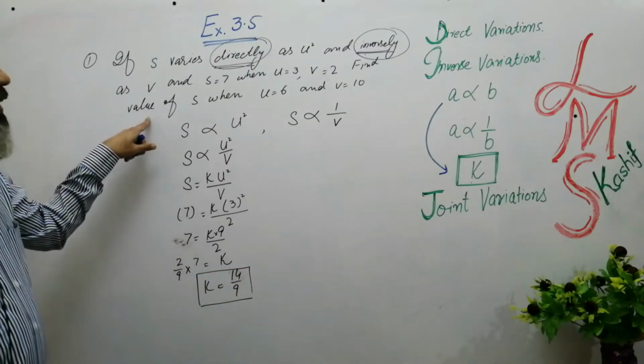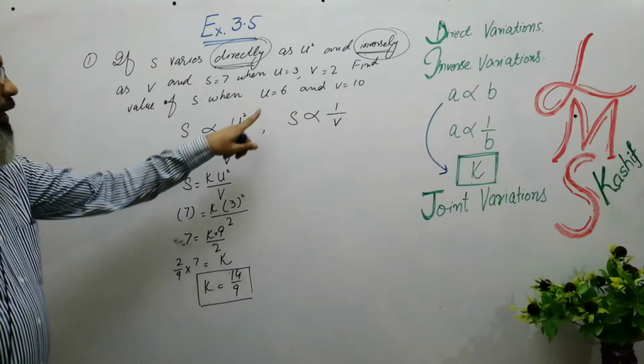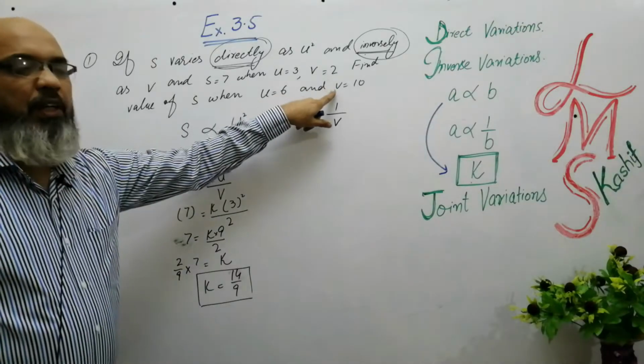Means now we can find the value of S, because we have the value of k and the values of the two variables u and v are given to you.